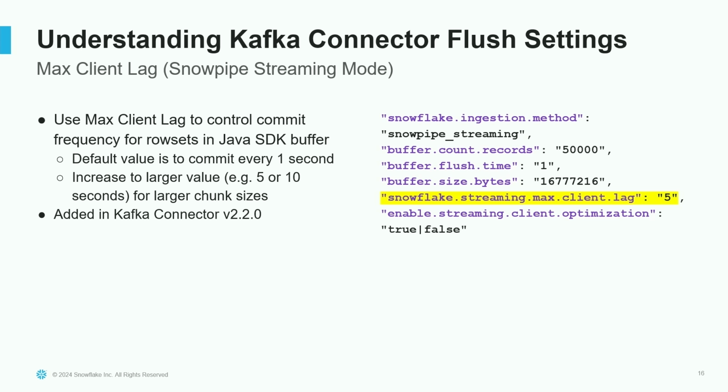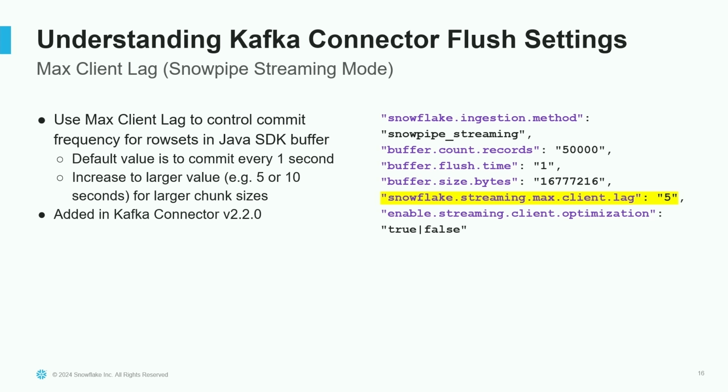It's called streaming max client lag. What this does is control the buffer which directly writes those row sets to Snowflake. Here it's set to 5 seconds. So the behavior you're going to see is the Kafka buffer is going to flush every 1 second, 5 times, and then after 5 seconds, the cumulative data is going to get uploaded and committed to Snowflake.